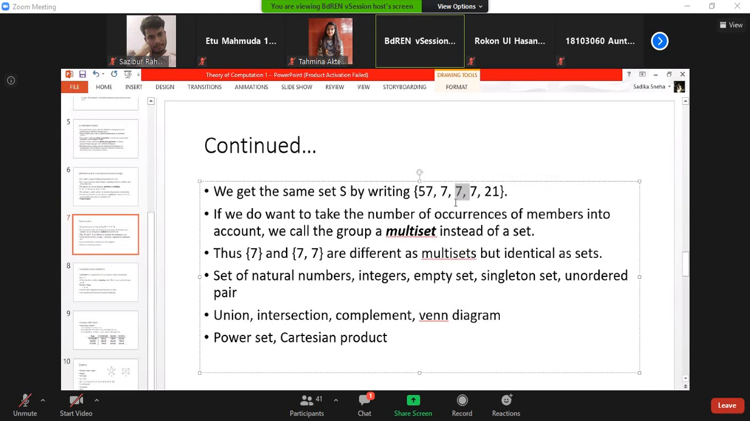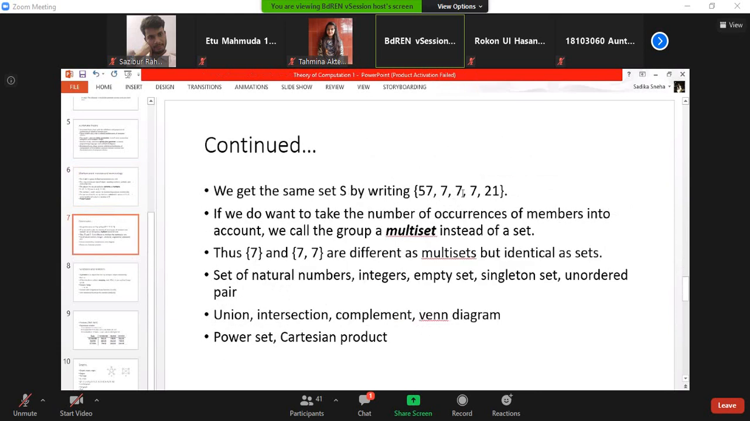Because we don't know which 7 we are talking about. Are we talking about the first 2 sevens, or the first and third 7, or the 7 in the second place? So that is still an anomaly. That's why we have not considered identical items in a set. If we want to consider their occurrence, then we have to consider them as different sets or a multi-set instead of a single set. Okay, so there are many other sets and all of their names are mentioned here.